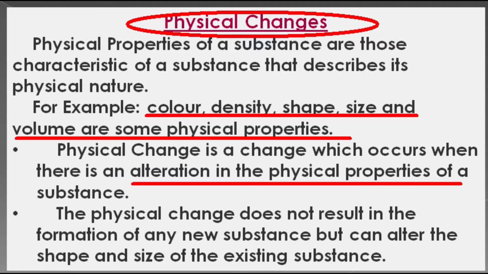And students, during a physical change, neither the composition nor the chemical nature of matter is changed, or we can say that the physical change doesn't result in the formation of any new substance, but it can alter the physical properties of the existing substance. Like it may change the color, density, shape, size, volume of the existing substance. Students, a common example of physical change is the conversion of states of water.